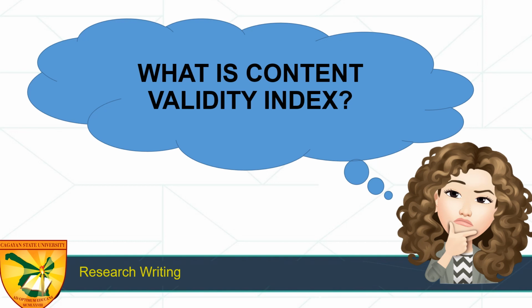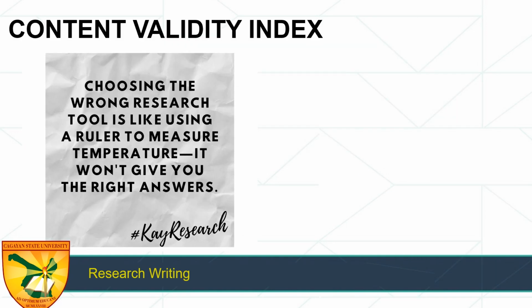What is a context validity index? They say choosing the wrong research tool is like using a ruler to measure temperature. It won't give you the right answers. So if you use an instrument for a certain study or research which is not validated, you would most likely fail or not succeed in your data gathering and collection. That means failure also of your research process.